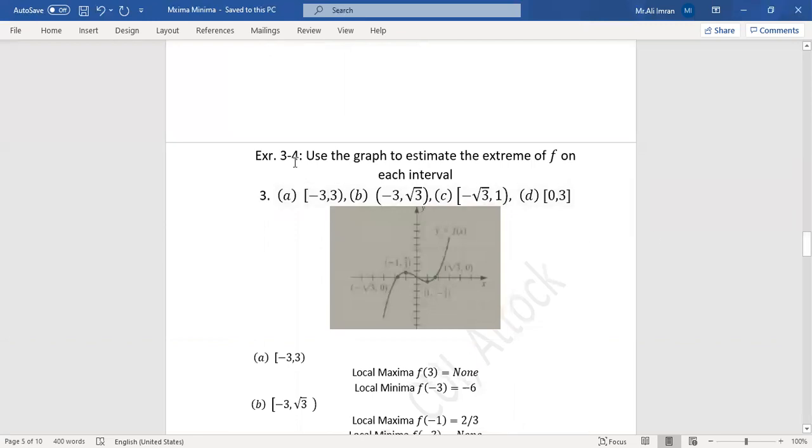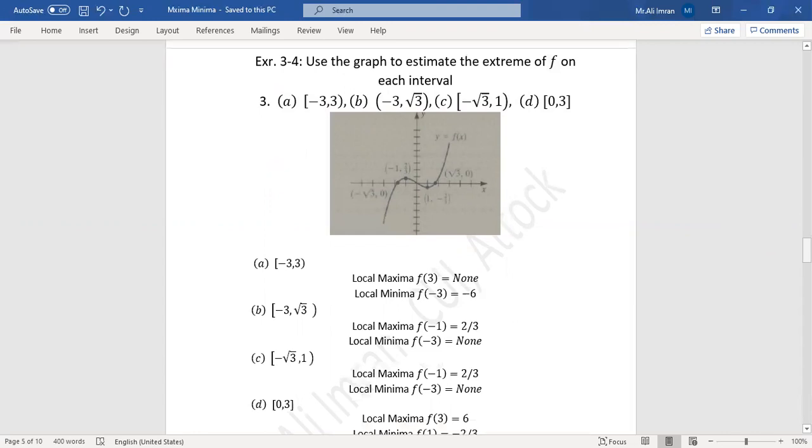Now, questions 3 to 4: use the graph to estimate the extrema of f on each interval. Now we have to find the extrema. Extrema means local maximum and local minimum. We have to find the local maximum and local minimum in each of the intervals. First interval is -3 to 3.